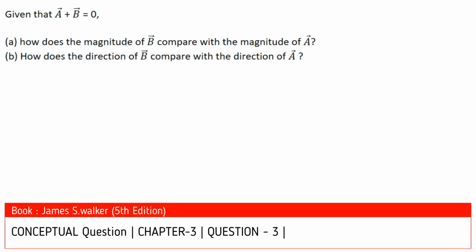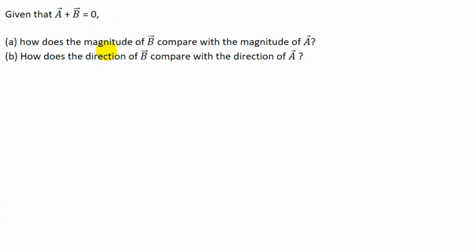Now here in this question we are given that vector A plus vector B equals 0, and then we need to solve these two parts. But before discussing these two parts, let's try to draw these vectors graphically. Suppose this is the direction for vector A, and the length of this arrow denotes its magnitude. Now vector A plus vector B should be 0, so vector B should be in the opposite direction, with the same magnitude as vector A. Then only the sum of these two vectors will be equal to 0.